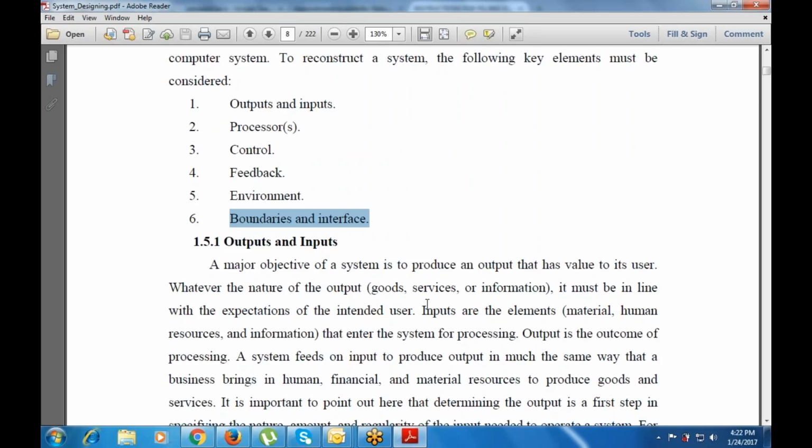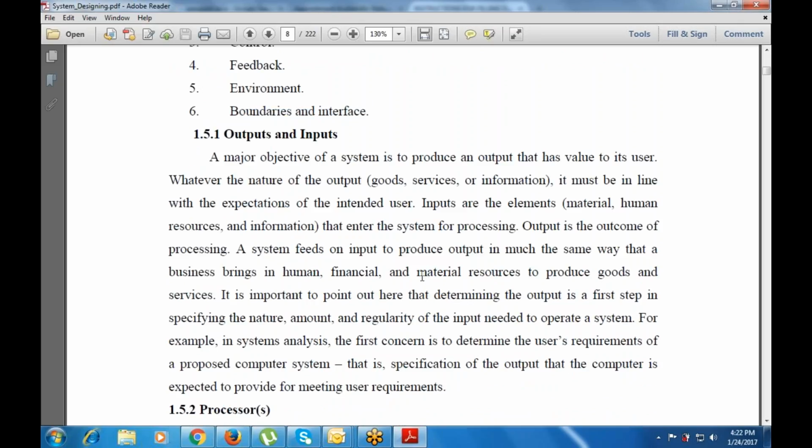Then the output is also the outcome of the processing. A system feeds on the input to produce the output, in much the same way that a business brings in human, financial and material resources to produce goods and services. And it is very important to point out that determining the output is the first step.